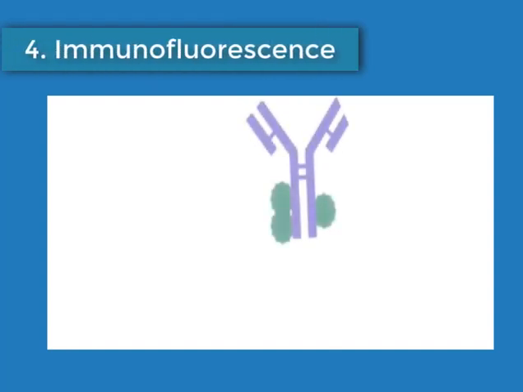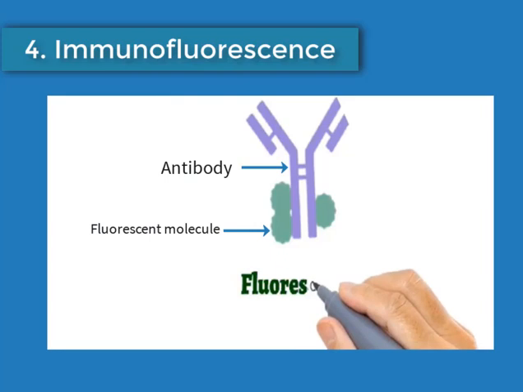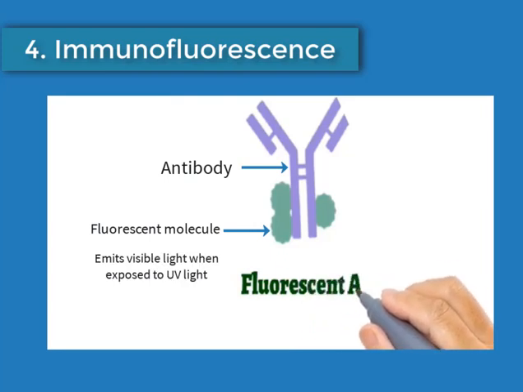The last technique to discuss in this document is immunofluorescence. What is different about this technique is that instead of searching for antibodies in the serum of a patient, antibodies are used by the lab technician to detect the presence of an antigen in a tissue. The antibodies used in this technique are fluorescent. That is, those antibodies are chemically bound to a fluorescent molecule that emits visible light when exposed to UV light.